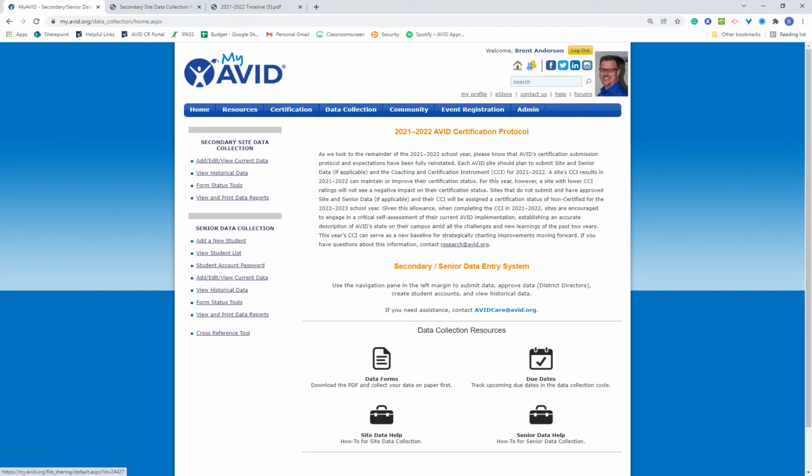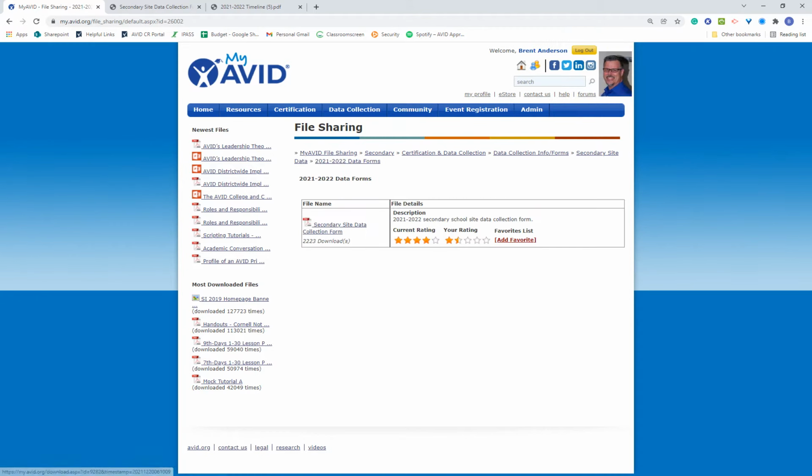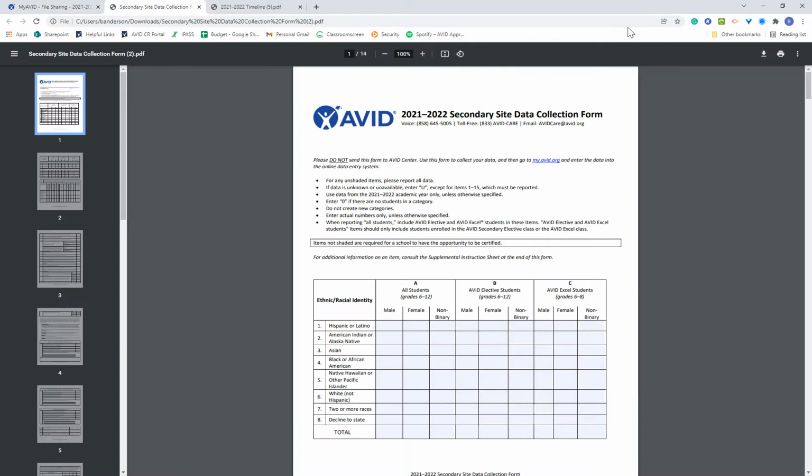We're going to focus on the forms today because our data entry system does not allow for an upload of data, but rather you're going to have to collect it and then hand enter it. So the data form is really important for you to be able to more easily complete this process. When you click on data forms, you're going to click on secondary site data, 2021 data forms, and you'll have a PDF document. When you download it, it will look something like this.